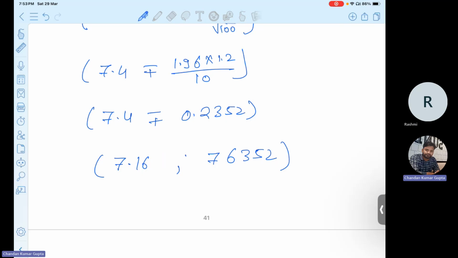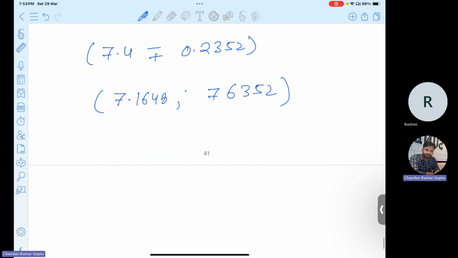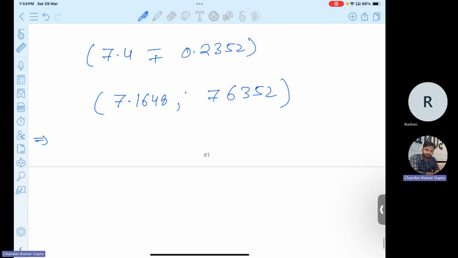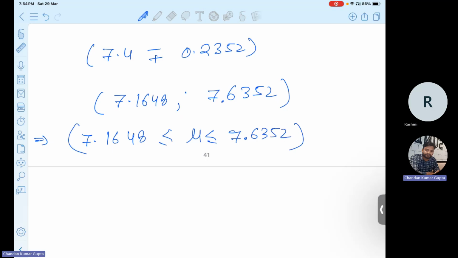Okay, if you want, you can write it here. That means mu lies between 7.1648 and 7.6352. So this is the 95% confidence interval.